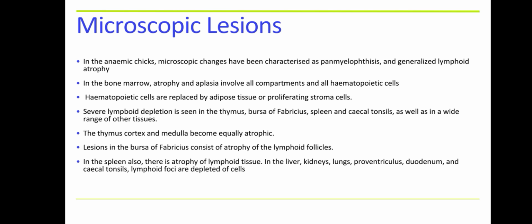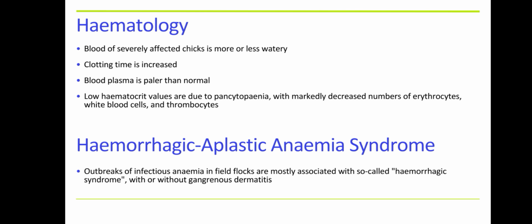The thymus cortex and medulla become equally atrophic. Lesions in the bursa of Fabricius consist of atrophy of the lymphoid follicles. In the spleen also there is atrophy of lymphoid tissue. In the liver, lungs, kidneys, proventriculus, duodenum, and cecal tonsil, lymphoid foci are depleted of cells.